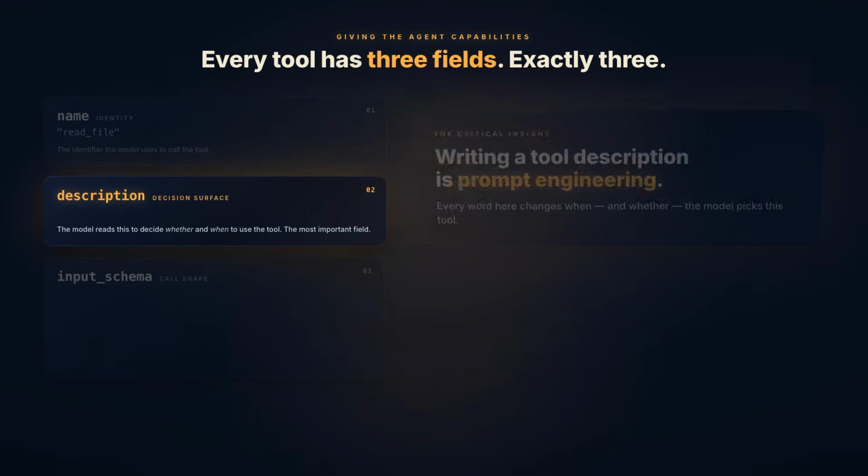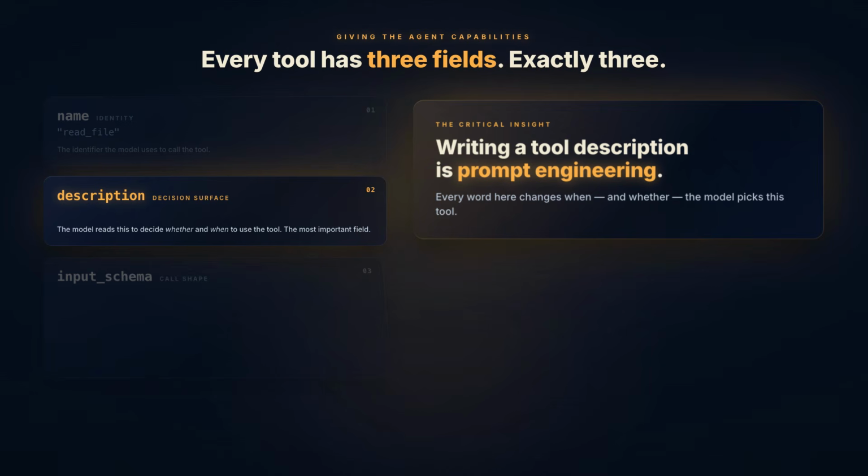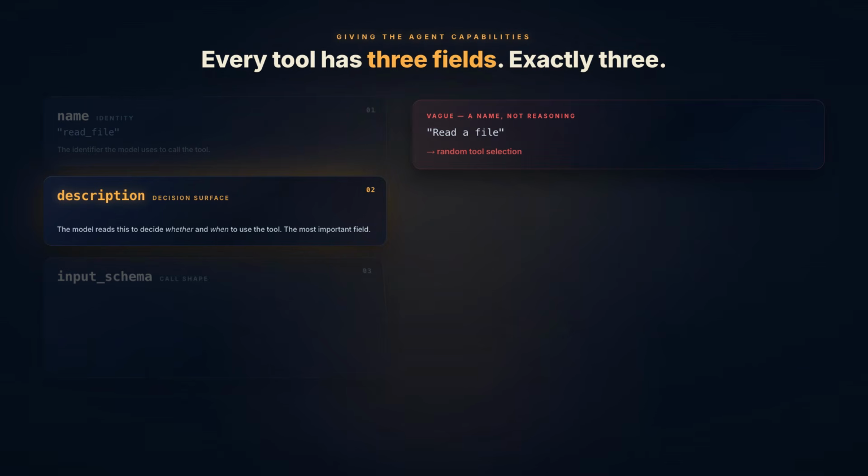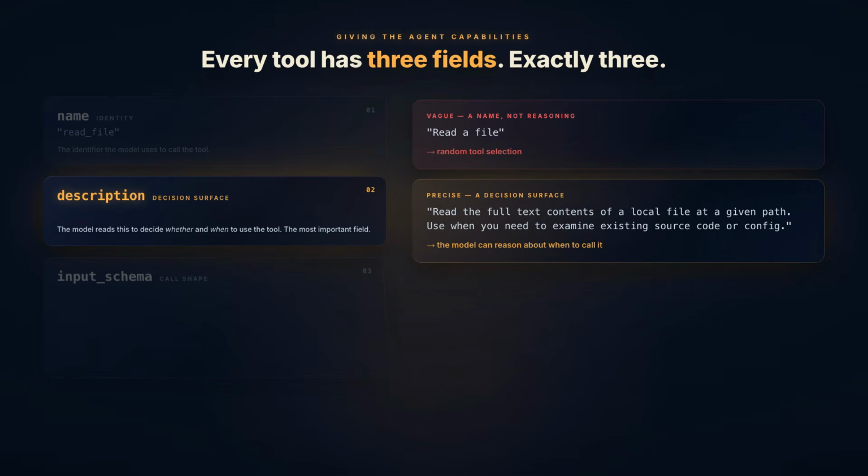Here's the critical insight. Writing a tool description is prompt engineering. Every word changes when and how the model picks that tool. "Read a file" is vague. "Read the full text contents of a local file at a given path, used when you need to examine existing source code or configuration" is a decision surface. One gives the model a name, the other gives the model reasoning material.